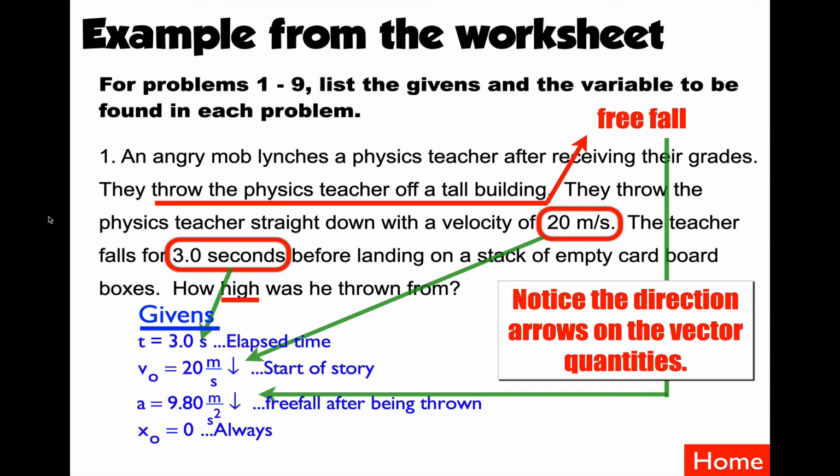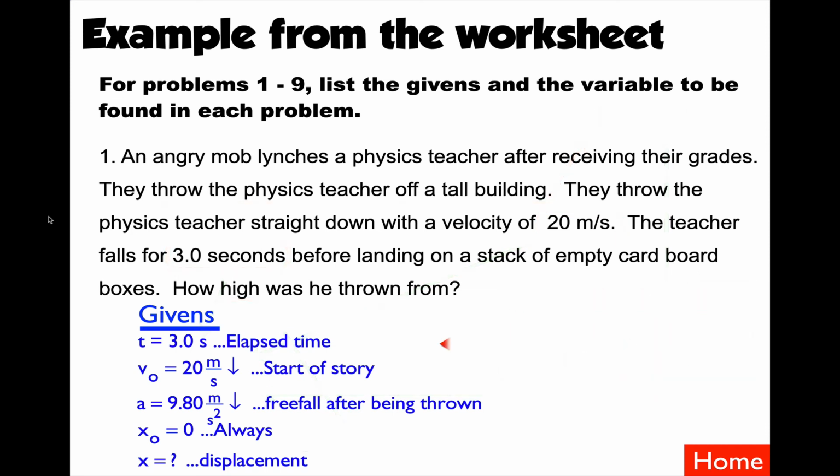I said earlier you're going to need 3 unknowns to solve anything. X naught is not one of those that you have to have because it's always going to be 0. You want one of the others. And then finally, I've got high. How high was he thrown from? So I'm looking for a displacement, so I need to know its final position. And I know that will be the displacement that the physics teacher traveled through. Your paper would look something like this.